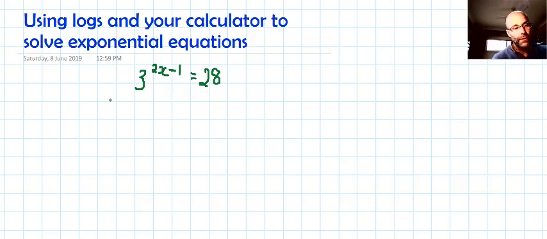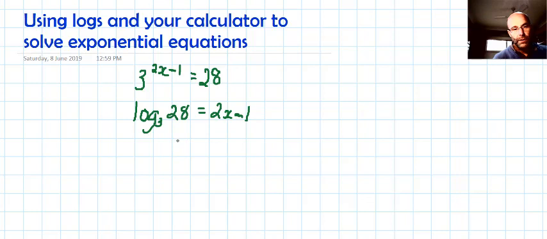So the definition of a log is going to be applied from our previous work. So if you haven't watched that video, go back and watch that first. And to rewrite the equation given in log form, we basically write it as the base is 3, so it's log to base 3 of 28 equals 2x minus 1, based on the definition of a logarithm from our previous work.